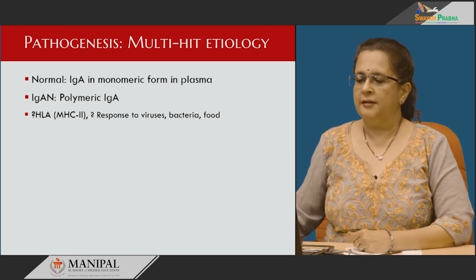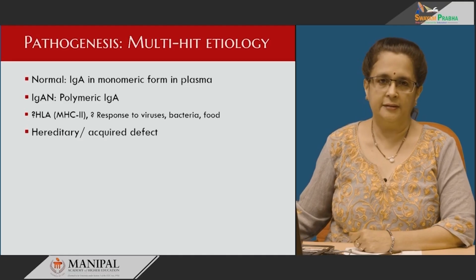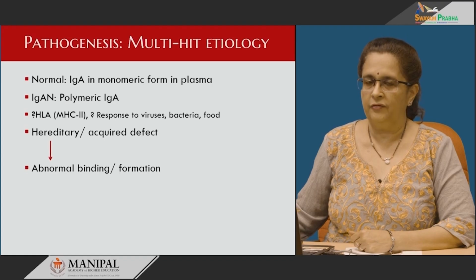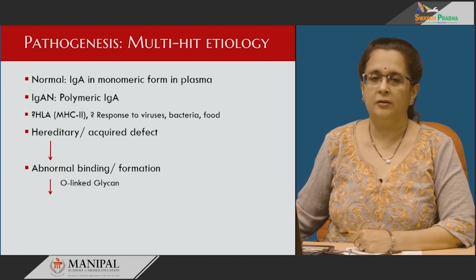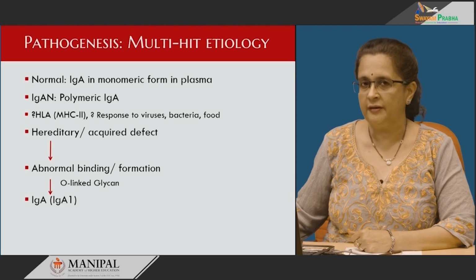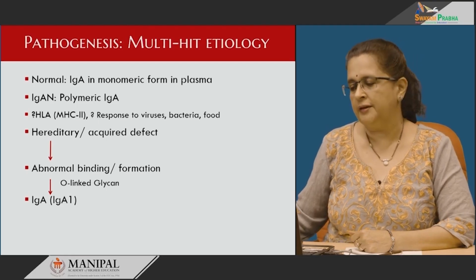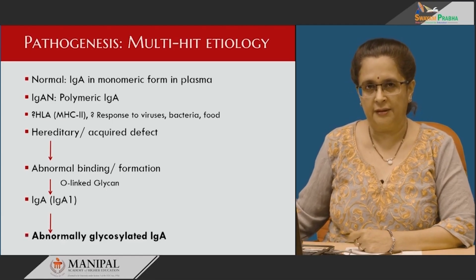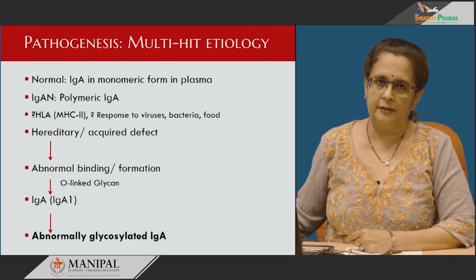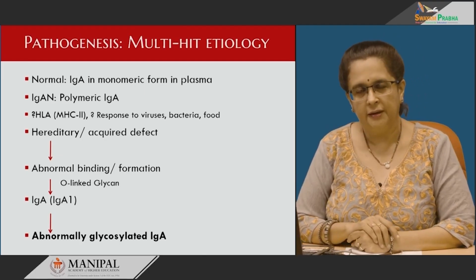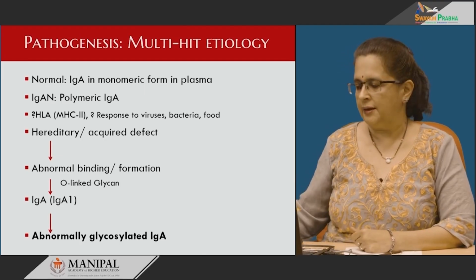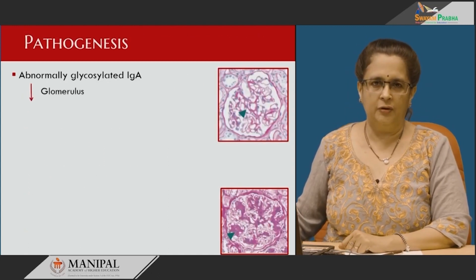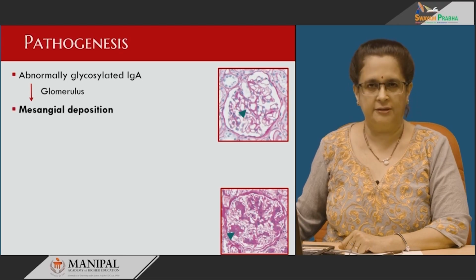So, what happens in these individuals is that there is a hereditary or acquired defect which causes abnormal binding of galactose-linked sugar called O-linked glycan to a specific region in IgA, specifically IgA1, and this in turn gives rise to an abnormally glycosylated IgA. The most important culprit in development of IgA nephropathy is this abnormally glycosylated IgA. Abnormally glycosylated IgA goes into the glomerulus and specifically deposits in the mesangium.